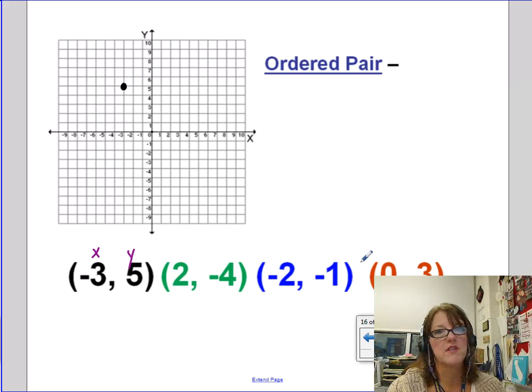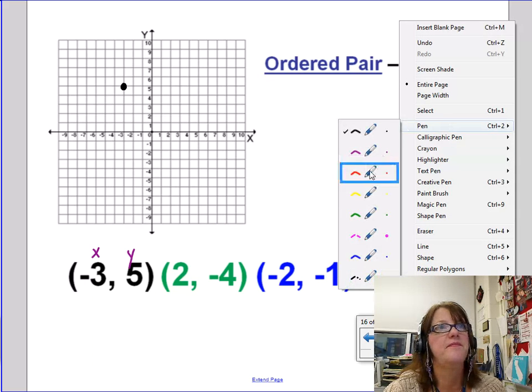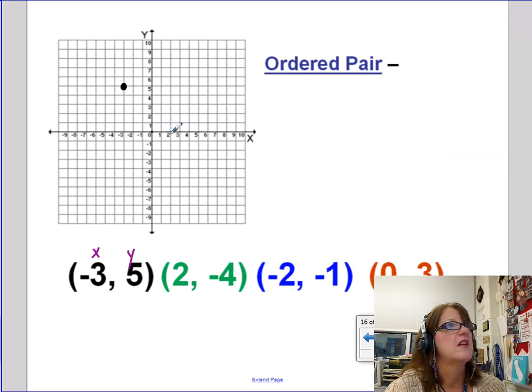There's where your point is. You don't have to label it on here, just get the point on there. In fact, pause the video and put the rest of these on here, then start it up again and see if you match mine. I'm going to continue on. (2, -4) is the point right here. That is in quadrant number 4.